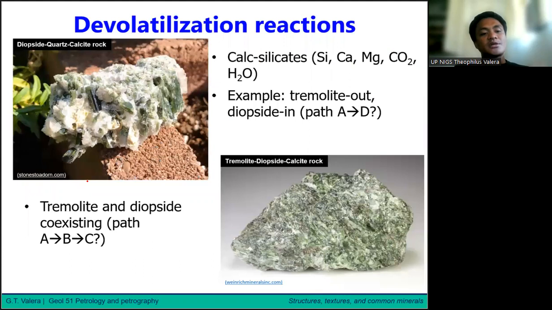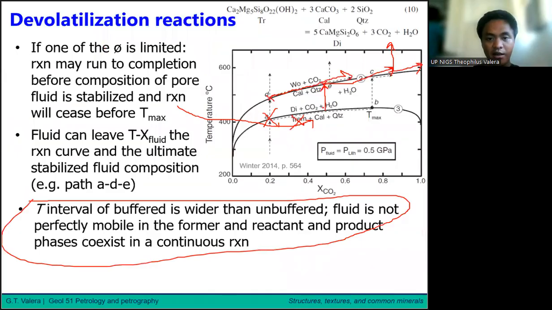Okay, so some examples. Here you have, for example, a calc-silicate showing tremolite out, diopside in. So this is a diopside-quartz-calcite rock. If you look at this diagram from before, a diopside-calcite-quartz rock. So tremolite is out. This could be the path A to D, so it is just buffered, because you don't have tremolite coexisting with diopside.